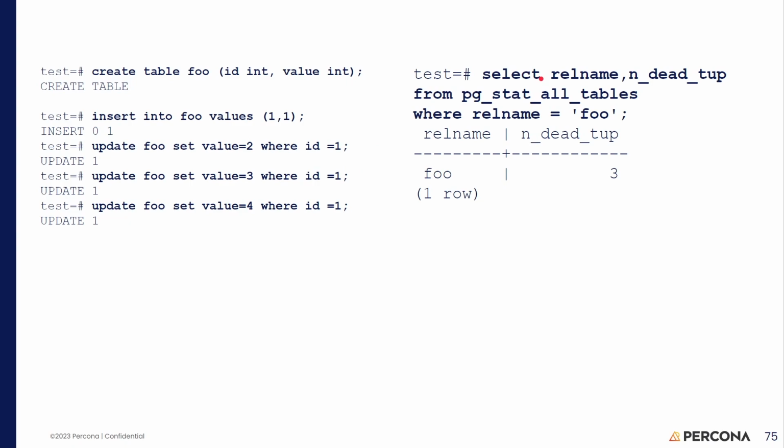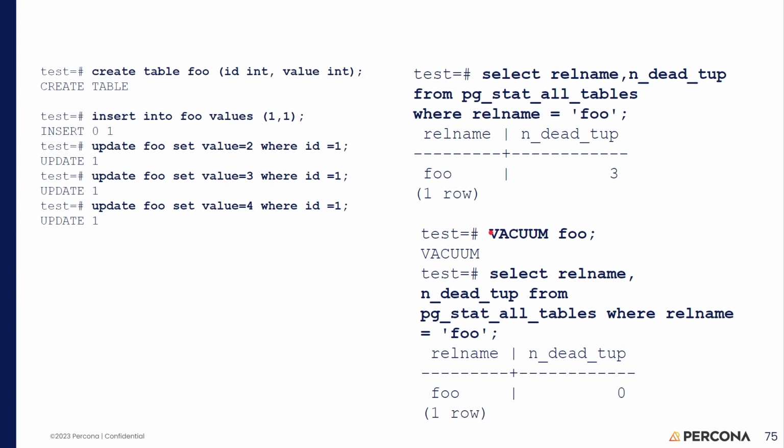Now, if we go out and ask the system to tell us the name of the table and the dead tuples, it'll come back and tell us the number of dead tuples is 3, which were the first 3 rows: the one we inserted and the first 2 updates.